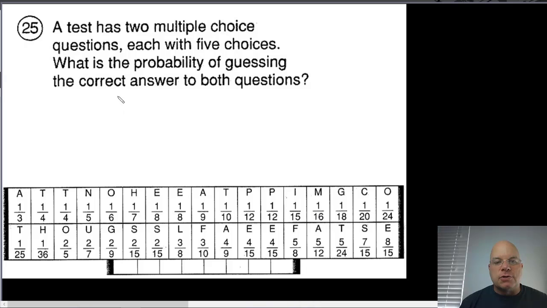If there are 5 answer choices, you have a 1/5 probability of guessing correct the first time you guess, and you have a 1/5 probability of guessing correct the second time you guess. So the probability of guessing correct on both questions would be 1/25.